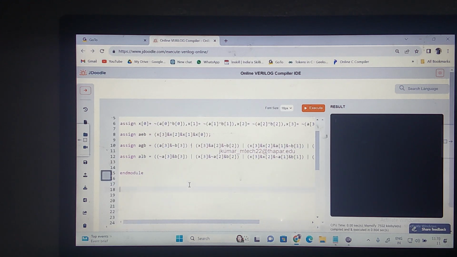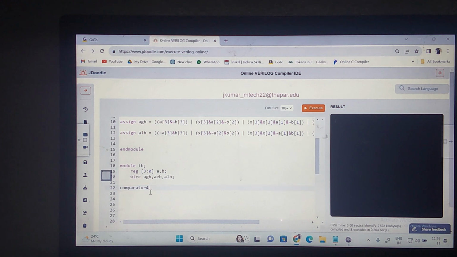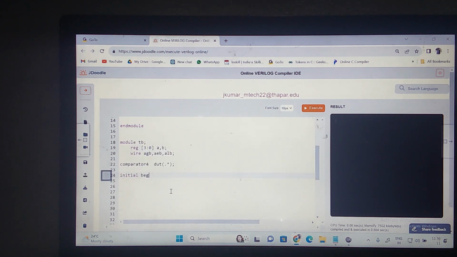Now we need to write a testbench, right? So test bench module, TB, then 3 down to 0, right? A comma B, then y. A equal to B, A greater than B, A equal to B, A less than B. Then comparator 4. Let me copy the same comparator. I'm going to do the instantiation. Comparator 4 DUT. Let us go with the port connection by default. Then it shall begin.